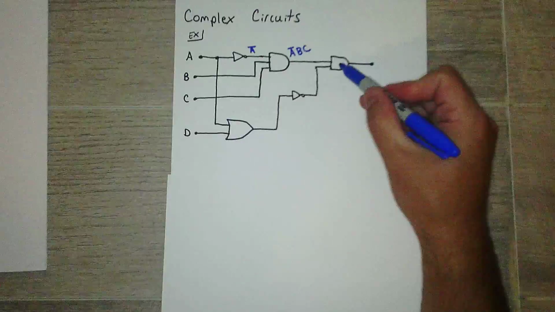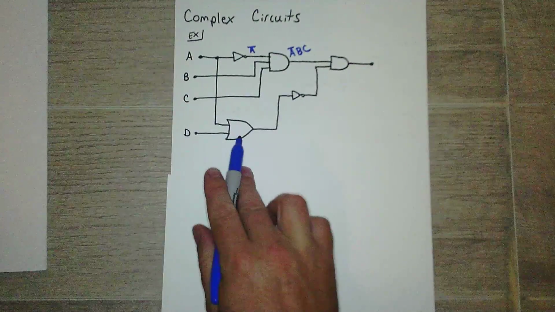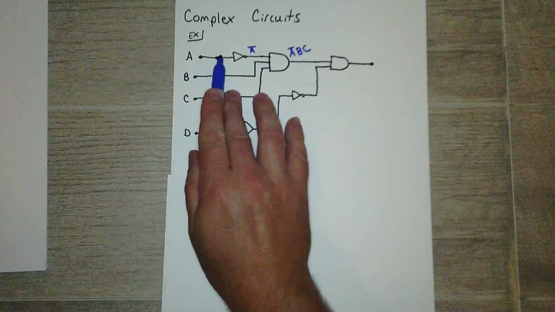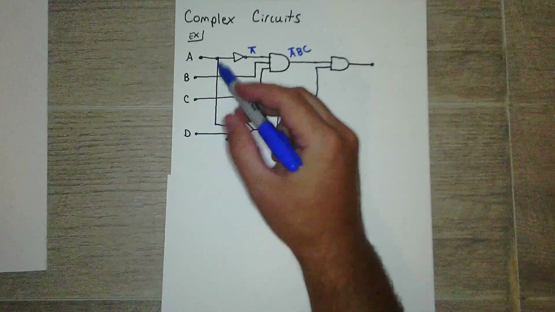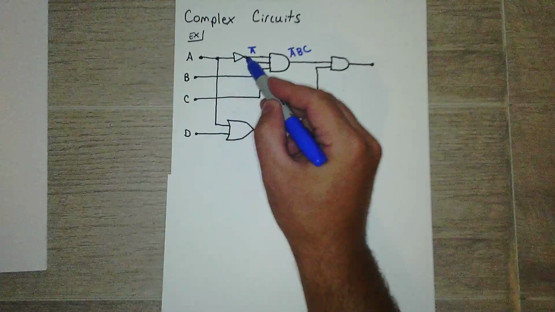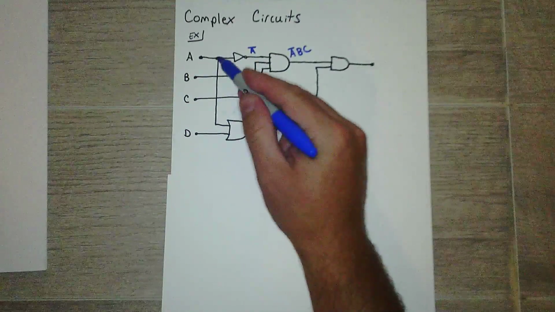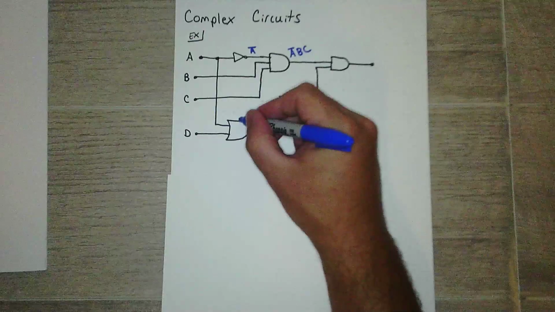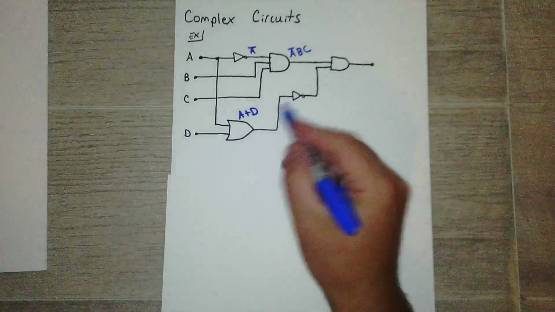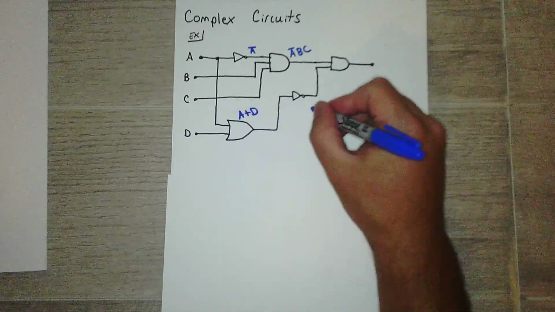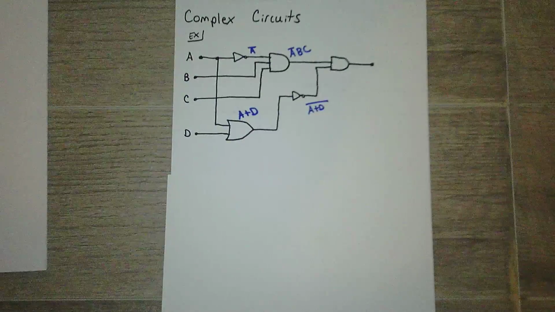Okay, we can't do this one yet because we don't know these outputs. So that's when we go back and start working this way. So look at this gate. We have A, and this is an OR gate, so we have A or D. Notice from here it hasn't gone through the NOT gate yet. So this is not NOT A, this is just A. So we have A or D. Now this whole thing runs through a NOT gate, so this is NOT (A or D).